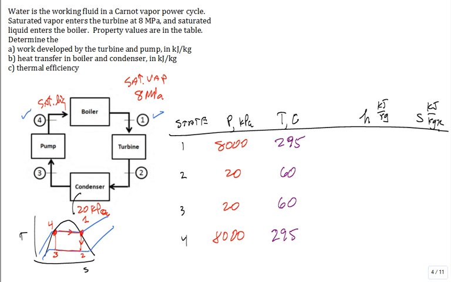So let me ask you this question. Is S1 equal to S2, S3, or S4? Answer A, B, or C. Is the entropy at state 1 equal to the entropy at state 2, equal to the entropy at state 3, or the entropy at state 4? There we go. I opened it up.